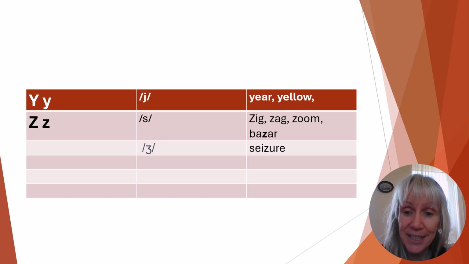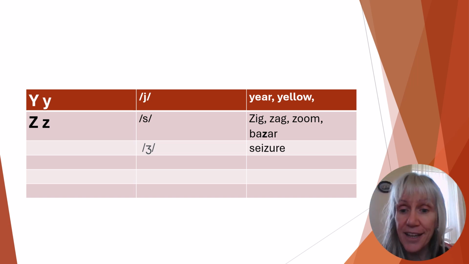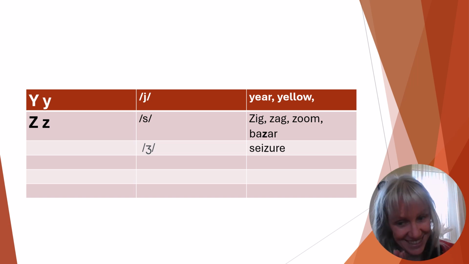So that's our alphabet. Let's say it together. A, B, C, D, E, F, G, H, I, J, K, L, M, N, O, P, Q, R, S, T, U, V, W, X, Y, and Z. Now you know your ABCs. Won't you come and sing with me? Great job.